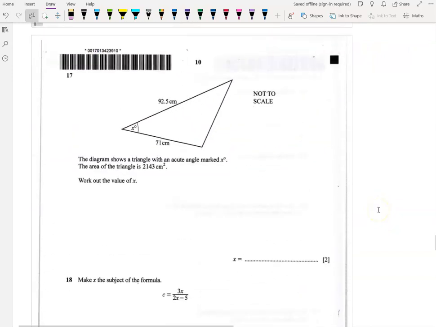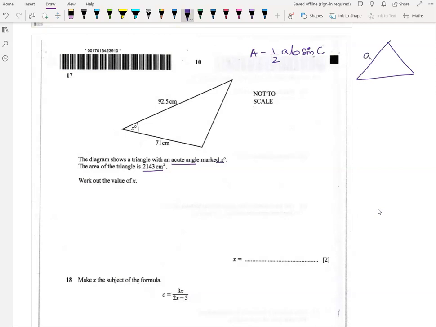Okay, the diagram shows a triangle with an acute angle marked x degrees. The area of the triangle is 2143 centimeters squared. Work out the value of x. So here we should know the formula for the area of a triangle. The area of a triangle is half the product of the two sides multiplied by the sine of the angle between them. So if you know two sides and the angle between them, you can use these three pieces of information to find the area of the triangle. So the area formula is half ab sine C.